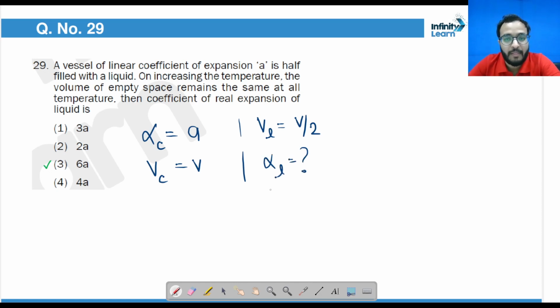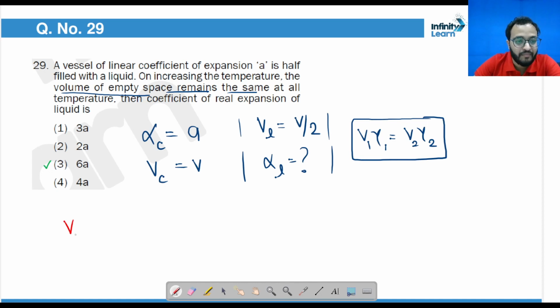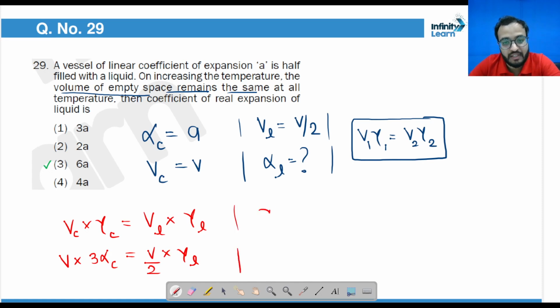No. Fine. So what they are asking is, if the volume of the empty space remains same, whenever it is a question like this, always remember V1 gamma 1 is equals to V2 gamma 2, whenever the volume of the empty space remains constant. Okay, so we will use this logic and say that Vc into gamma c will be equals to Vl into gamma l. So Vc is V, gamma c is 3 alpha c is equals to V by 2 into gamma of the liquid. So we can say gamma of the liquid is 6 into alpha c, that is 6 into A. Do you understand?